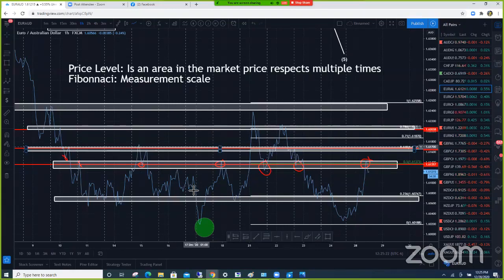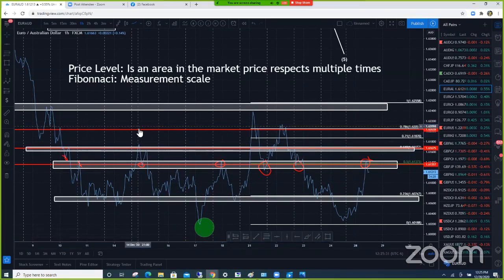So those are my 2 main zones. This has 1, 2, 3, 4, 5, 6. So that one has a better zone. So my weakest zone in this area is 78.6. So I'm not going to worry about that.